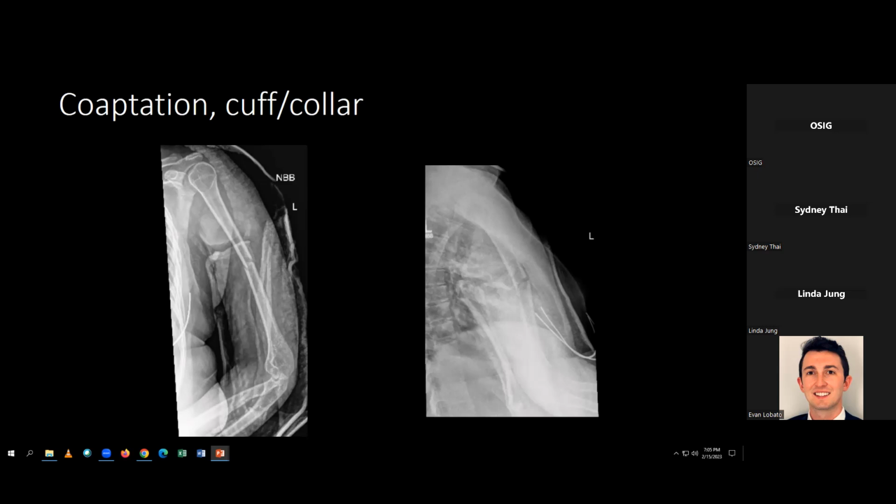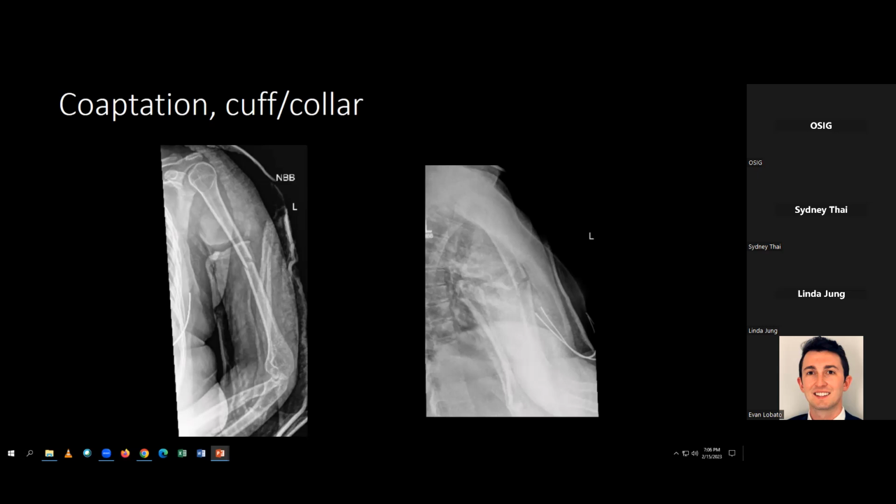So she was seen and placed into a coaptation splint, which is a splint that goes above the shoulder, and then wraps all the way around and into the axilla, as well as a cuff and a collar. So it's like a sling, but it wraps onto your wrist rather than your elbow, because we like to use gravity to allow this fracture to stay at a good length.